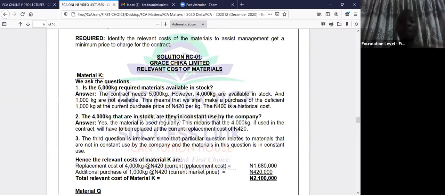The 5,000 you are buying, you are using 4,000 out of it to replace what you are seeing here in the store. So it means that as you started using it, you sent someone to go and buy another 4,000 to replace it. Of course, you give the person money to buy 5,000. As he's buying the 5,000, he's taking 4,000 back to the store to replace. He's taking 1,000 to you as fresh purchase to continue your contract. So that's the relevant cost of material K.